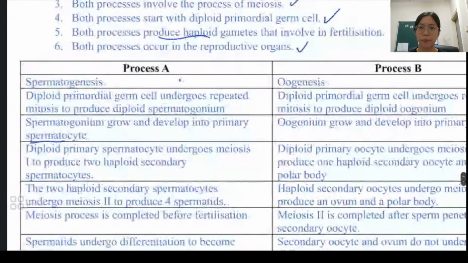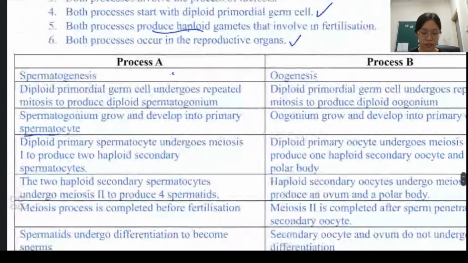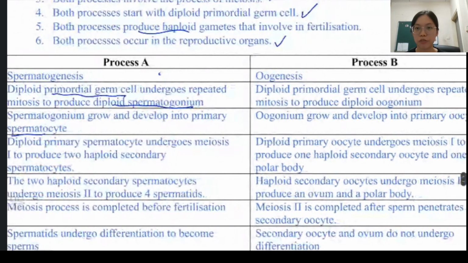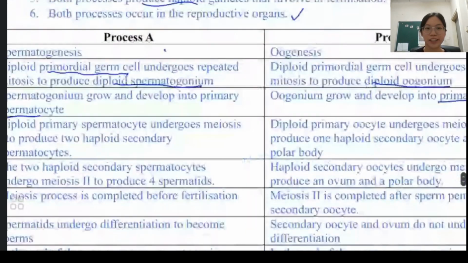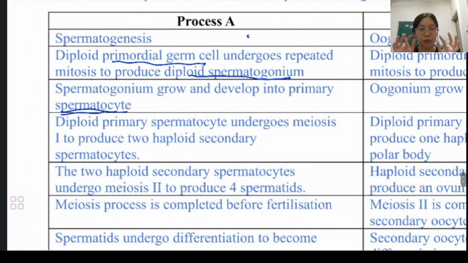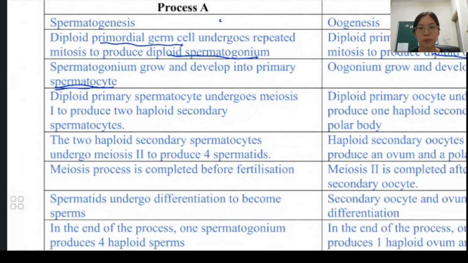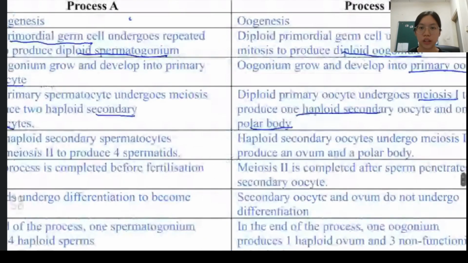So what are the differences between them? Spermatogenesis is when the diploid primordial germ cell undergoes repeated mitosis to form diploid spermatogonium. For oogenesis, it is diploid oogonium, just a difference in name. Then the oogonium grows and develops into a primary oocyte, but this one is called primary spermatocyte. Then the primary spermatocyte undergoes meiosis I to produce 2 haploid secondary spermatocytes. Meanwhile, this one undergoes meiosis I to produce 1 haploid secondary oocyte and 1 polar body. Can you see the difference right here?